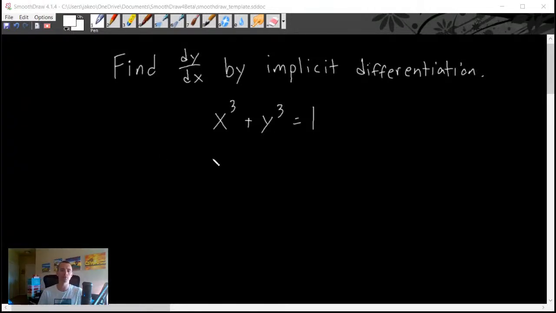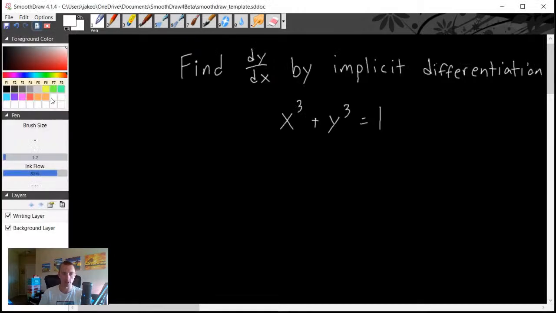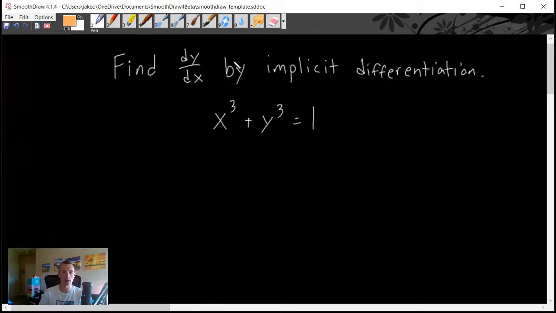So first of all, we're going to find dy/dx by implicit differentiation. And we are given this equation here, x cubed plus y cubed equals 1. So really, when you're doing an implicit differentiation problem, there's one thing that you want to start by looking at, and that is what it tells you to find. In this case, we have dy/dx. So the fact that we're finding dy/dx actually tells us some valuable information just off of that.